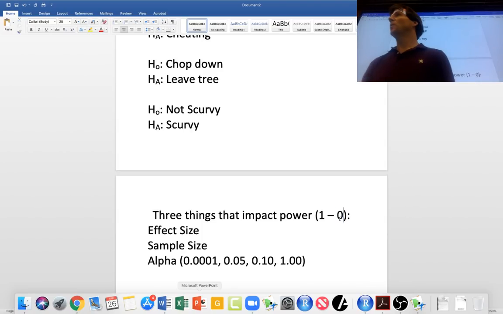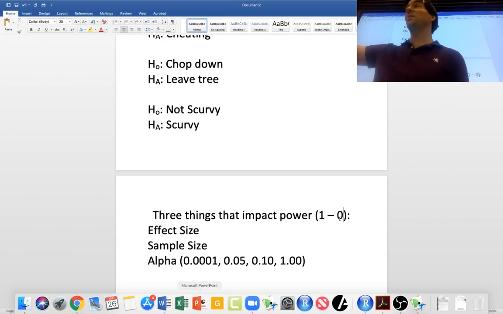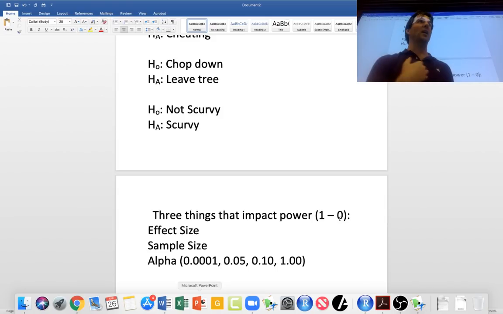Well, beta would be 0, right? Because we'd make no type 2 errors, and then power would be the highest it can be. 1 is the highest power you can have. It's our ability to find results. Like, if power is very low, you can't find results.